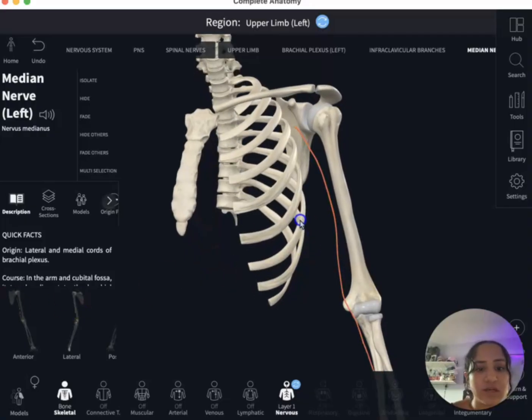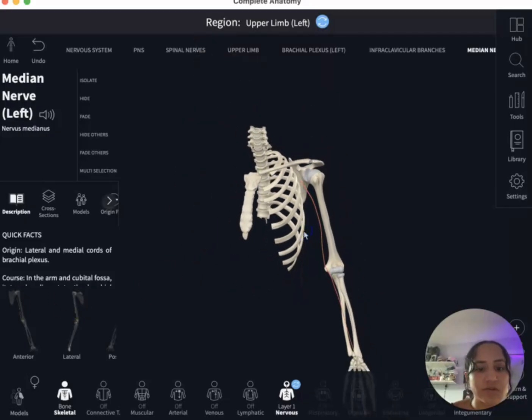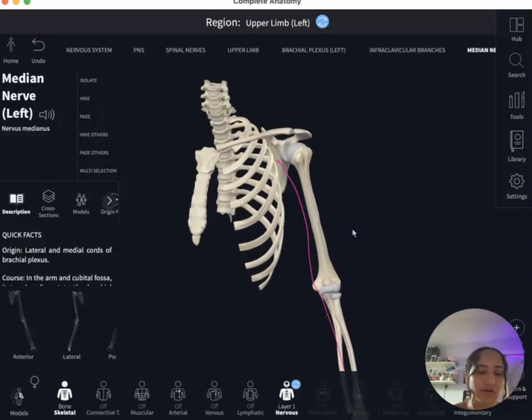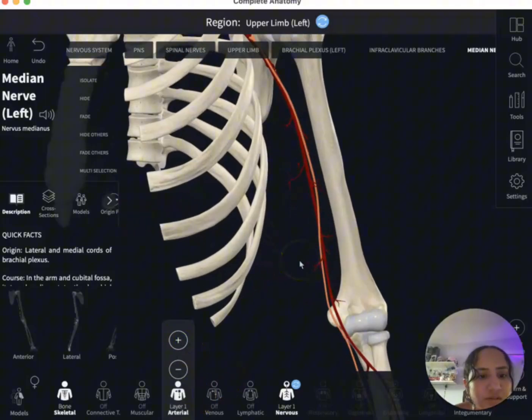So here you could see the course path that it runs along on the left upper extremity. So the origin for this nerve is lateral and medial cord. The course it runs is that, as you can see, it runs down the arm and the cubital fossa, and then it travels next to the brachial artery. You can't see it, but I can show you right here. As you can see, there you go. See how it runs along with it?